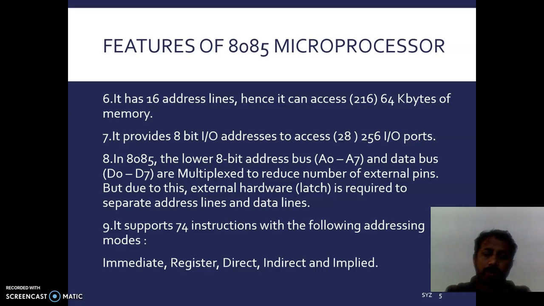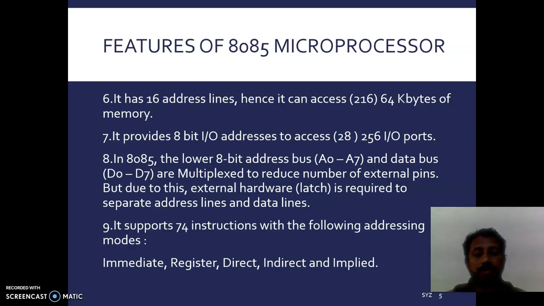The 8085 microprocessor provides 8-bit I/O addresses to access I/O ports. Say you would be having 8-bit input-output addresses to access about 256 I/O ports. That is a very large range of 8-bit addresses, which you can use to access up to 256 I/O ports.